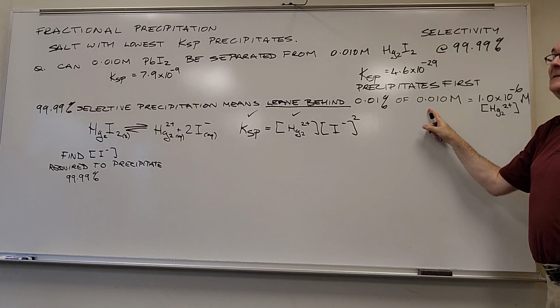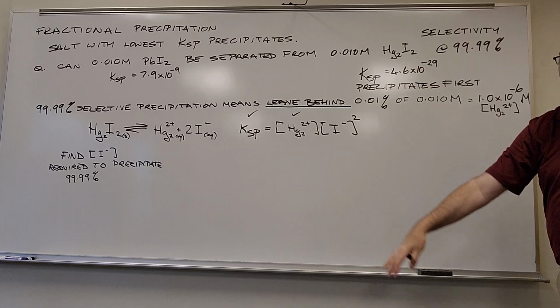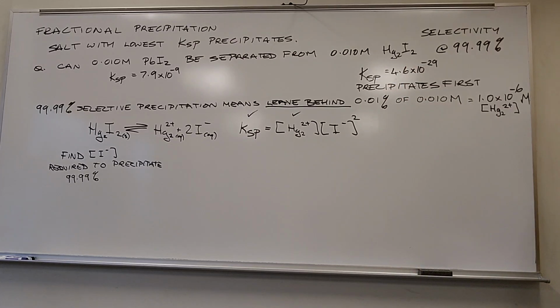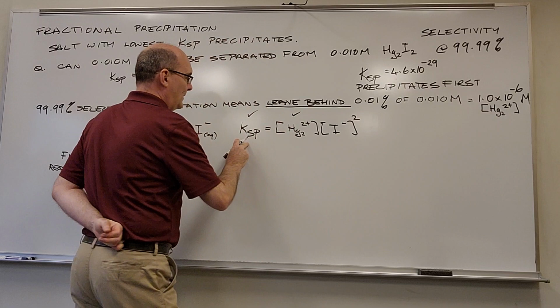If I take 99.99% of it away and put it into the solid, I get that much that is left behind. Everything else has gone into the solid. And we're looking for the point at which that equilibrium, that KSP, is at that point. Okay, I get it. So we know this number.